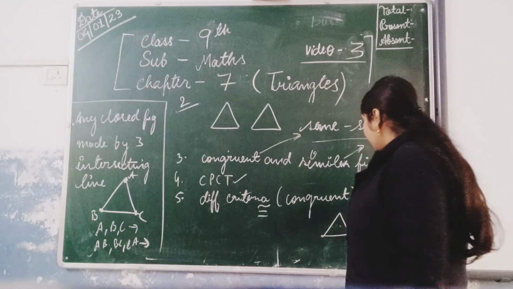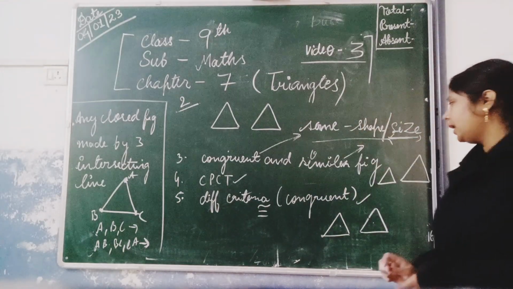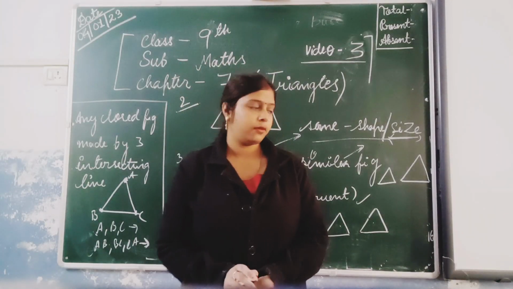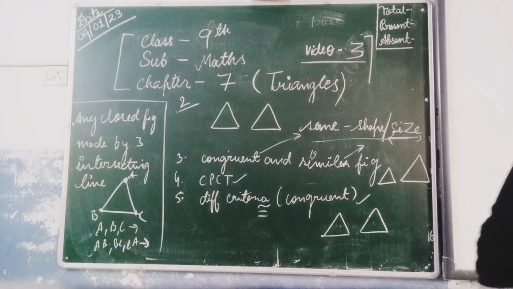Understood? Now the fifth point is the different criteria in order to prove that two triangles are congruent. Okay, different criteria we will discuss.